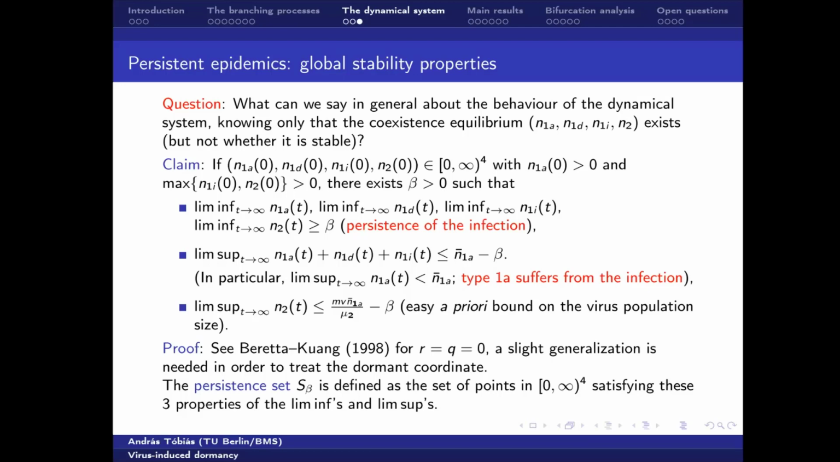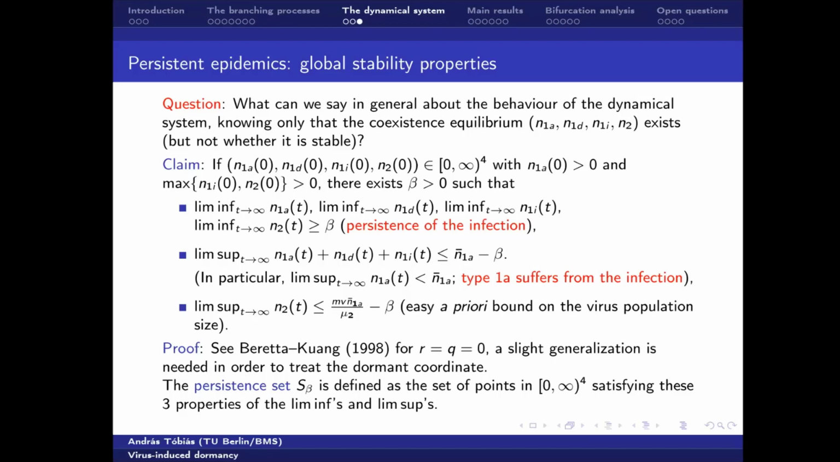One of them is the persistence of the infection, or the coordinates of the dynamical system stay bounded away from 0. So for small enough beta, the limit inferior of each of these coordinates is greater than or equal to beta. No extinction of viruses after this. Then also the active, dormant, and infected population size in total remains less than or equal to M1A bar minus beta for beta small enough. So even if you count dormant and infected individuals, you have less than without the viruses. And then there's this a priori bound, M1A bar divided by mu2 minus beta, on the virus population. This is basically just saying that the virus population size is also bounded, and we can also quantify how big it can be.